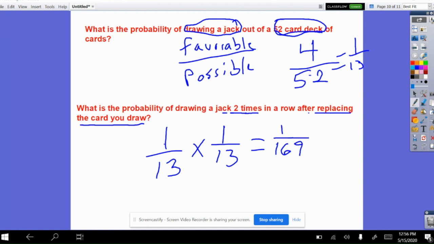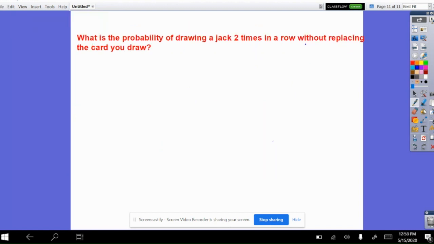169 times. So that means that would happen if probability works out, and we know that it's just a chance. It is a 1 in 169 times that we have a chance, or that we have the probability of drawing a jack 2 times in a row. So that's very unlikely, but it's possible. Just very unlikely.